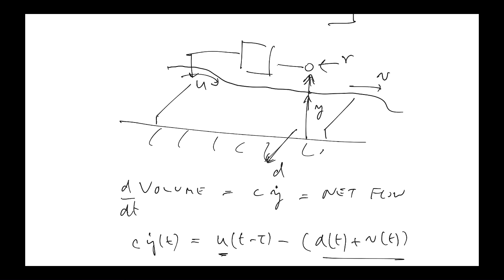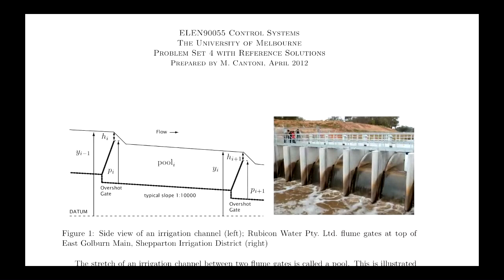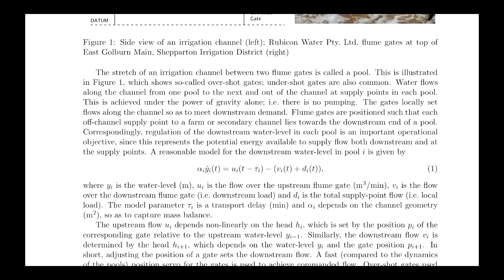So that's where this model is coming from. Yeah, I called it C. Here it's just alpha, right? Same thing. It's just a constant, which relates to the cross-sectional surface area of the channel. This is your control input, which is delayed, and this is your load.